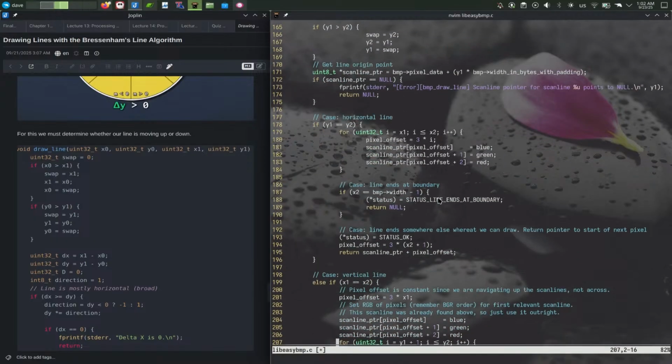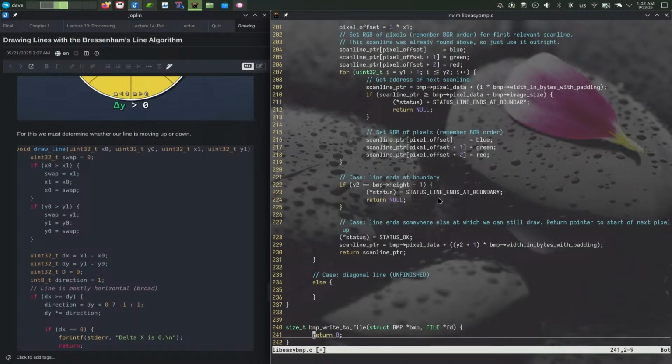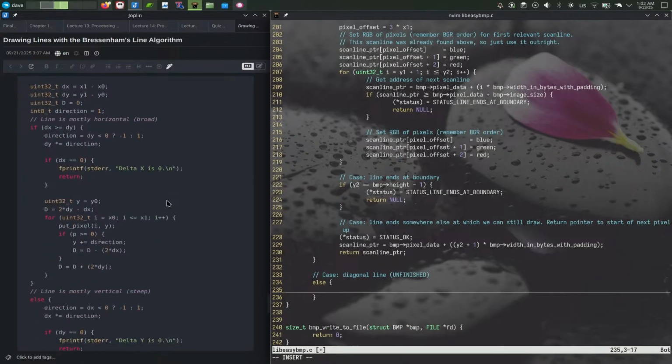Alright, so anyway, then what we're going to do is we're going to go here, and swap is already defined, so that's whatever, right? So skip all that. Alright, so now we have our idea of delta x and delta y, and this is what's called the decision variable. A decision variable is basically you are deciding whether or not you need to change your y position.